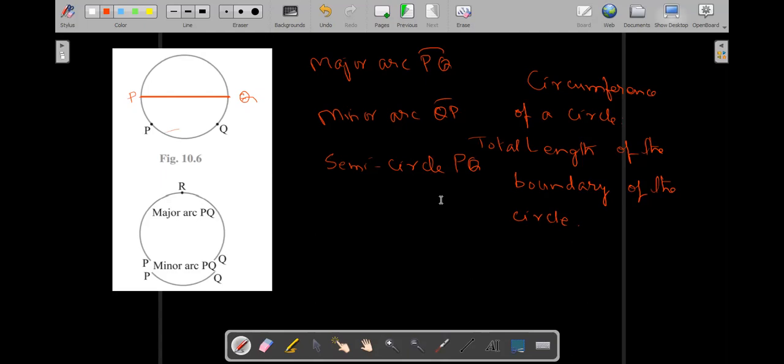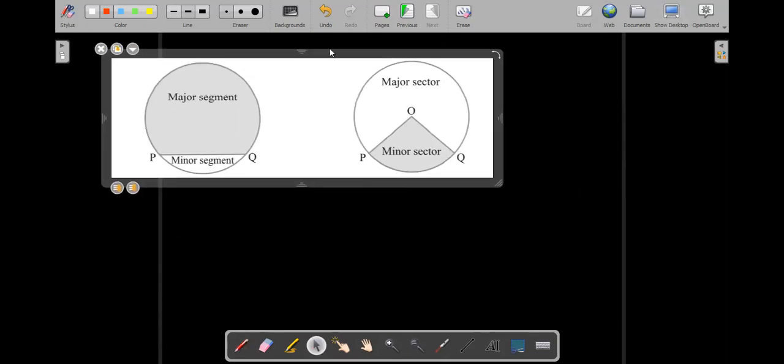After that, we have segment and sectors. You should know the difference between segment and sectors. Correct? So I'll show you about the segment and sectors. This diagram will clearly tell you about the sector and segment. Now see this.